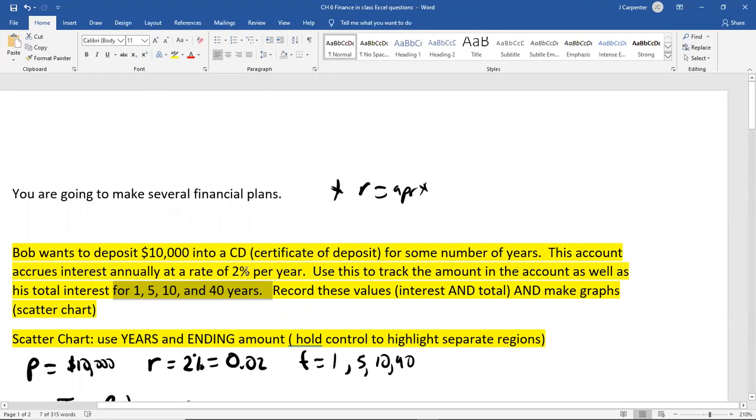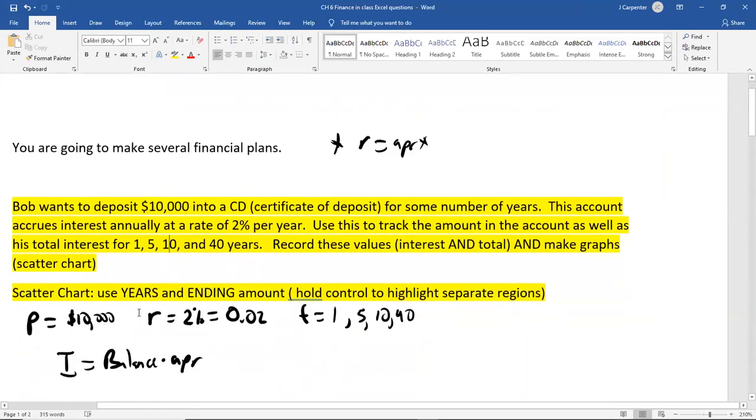So Bob gets a CD and the interest rate's 2%. That's probably about the truth right now. Use this to track the amount in his account as well as his total interest. So two things. We want to know what the balance at the end of each year is, up to 1, 5, 10, and 40 years, as well as how much total interest he's earned. This is what I call free money. Your total interest is free money, because that's money you get for just having your money sit somewhere in a pile and not touching it versus spending it all. So record these values, interest and total, make graphs, scatter chart, etc.